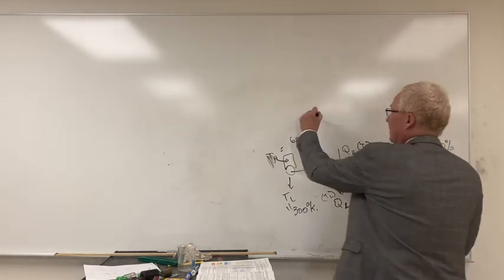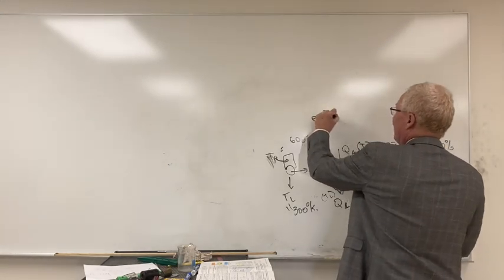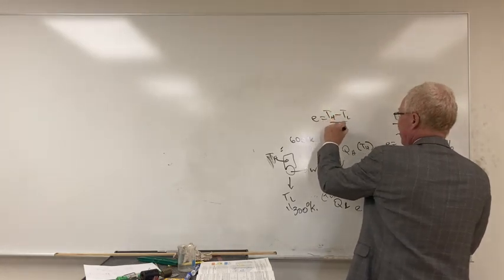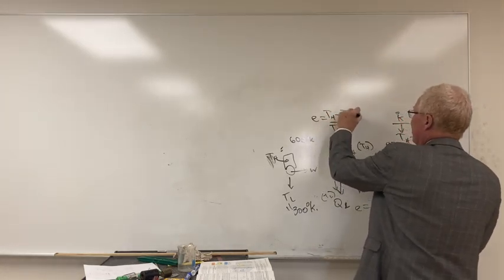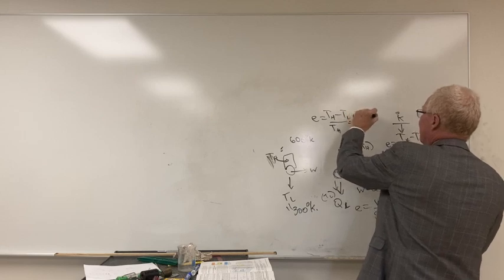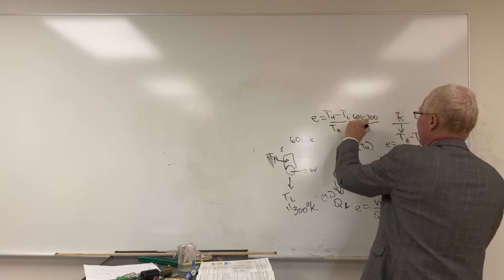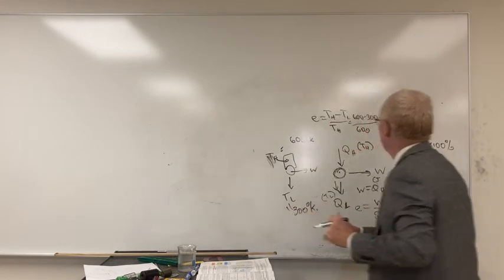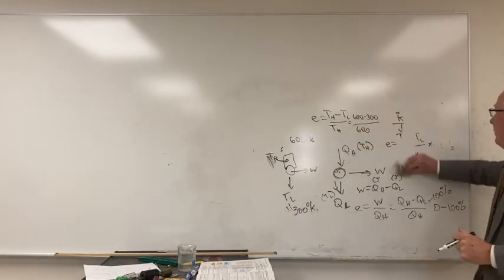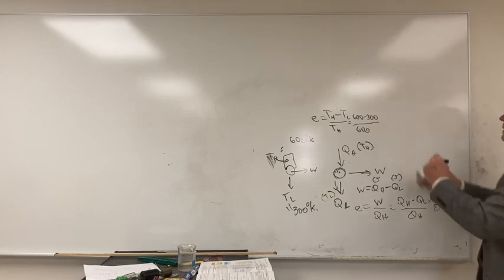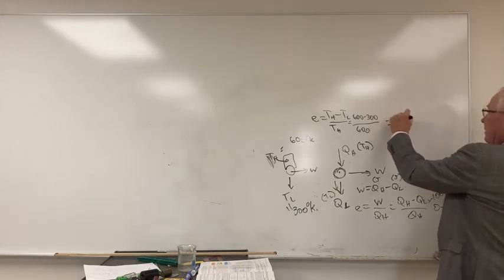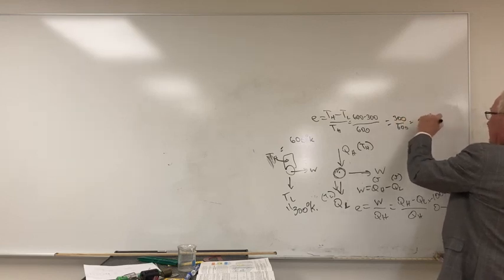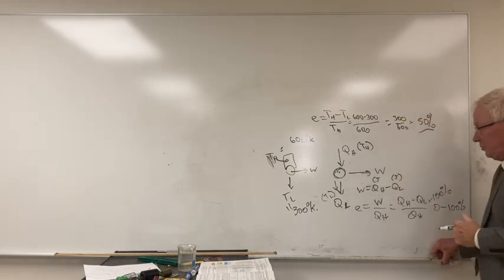And the efficiency of this engine would be T hot minus T low over T hot, which would be 600 minus 300 over 600. Let's see, I'm running out of room. And that would be 50%. That would actually be an extremely efficient engine.